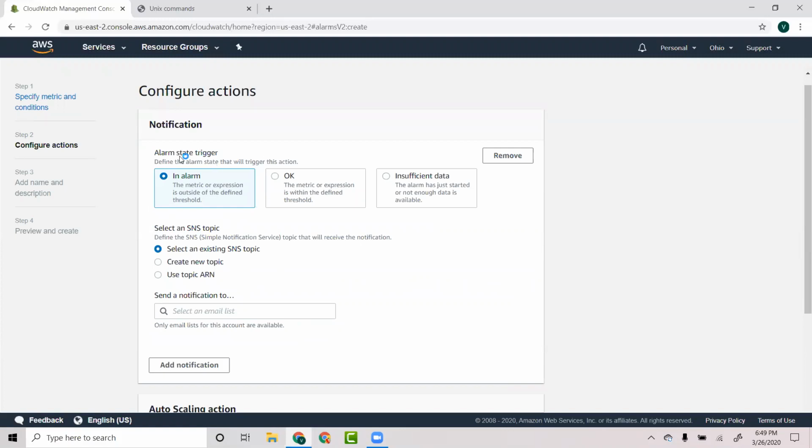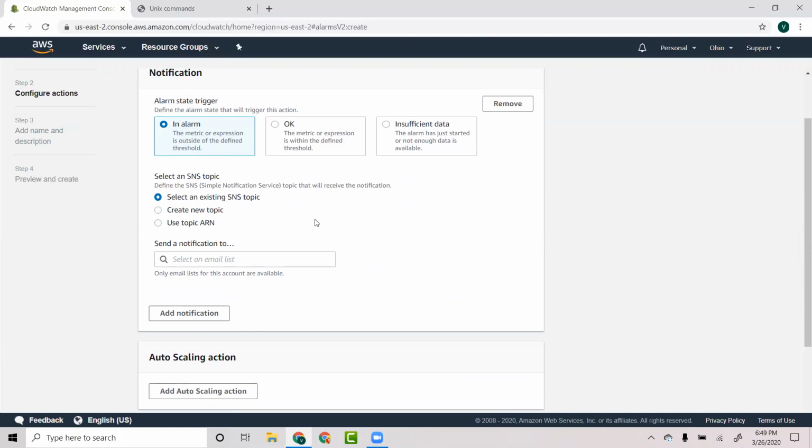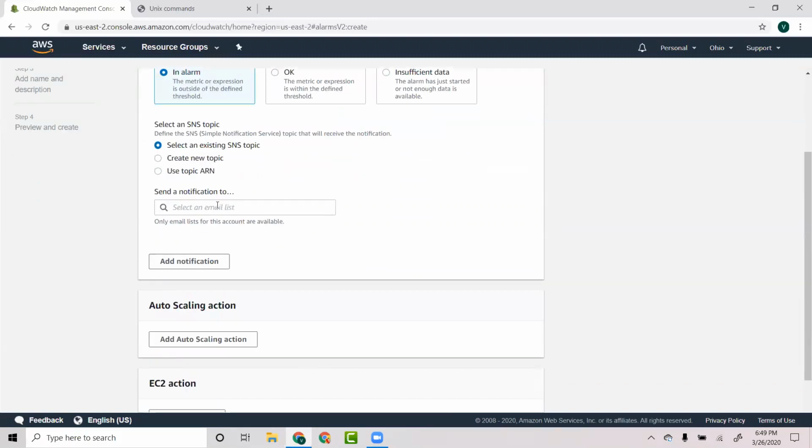When the alarm goes off, you put the status in alarm state, and then select an SNS topic. SNS stands for Simple Notification Service. This is one of the oldest services, it's been there for some time. Essentially, it will notify you when an event is triggered. I don't have an SNS topic by default. When an event is triggered, you can send a notification to an SNS topic. I don't have a topic, so I want to create a new topic.